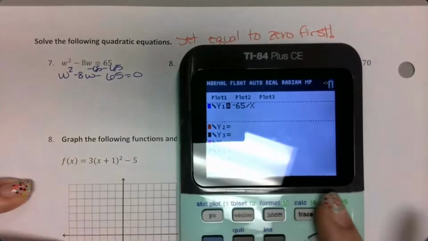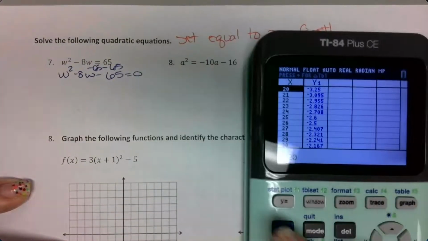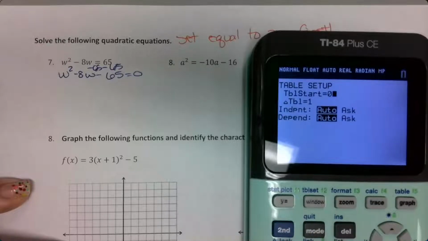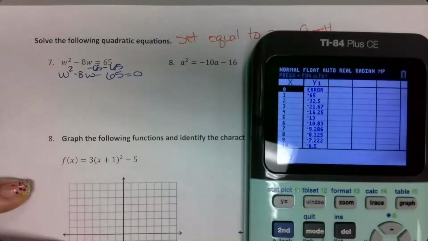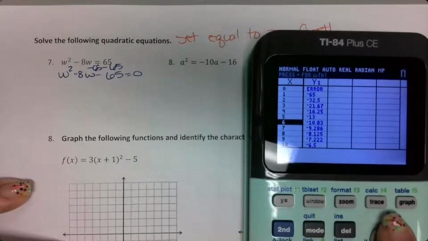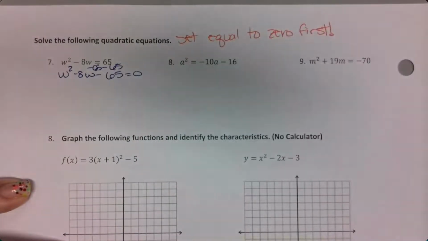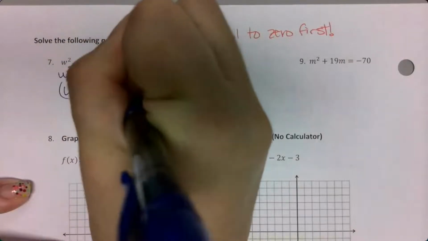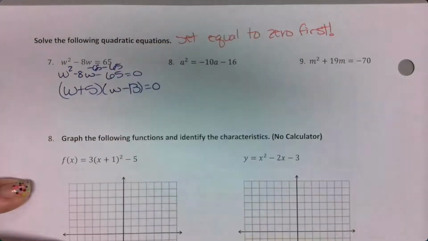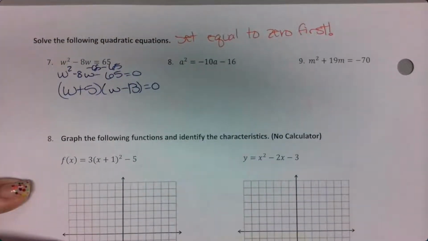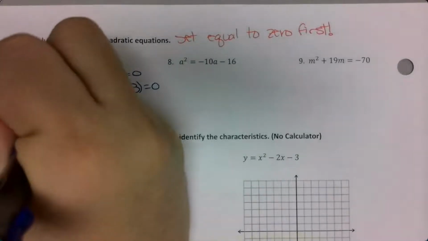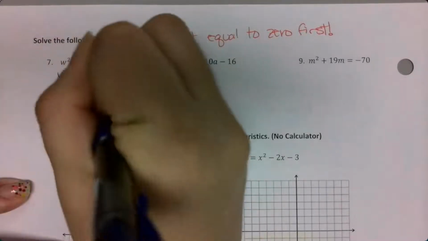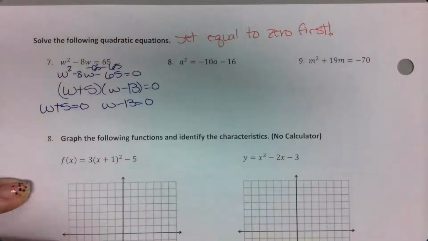And if I go second table, let's start back at 0. Second table, I'm looking for these two numbers that add up to negative 8. I have positive 5 and negative 13. That adds up to negative 8. So I have w plus 5, w minus 13 equals 0. From here, I need to use the 0 product property to set these equal to 0 to solve. So I have w plus 5 equals 0, w minus 13 equals 0.